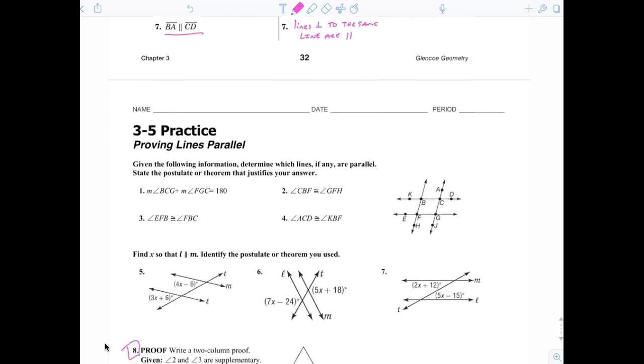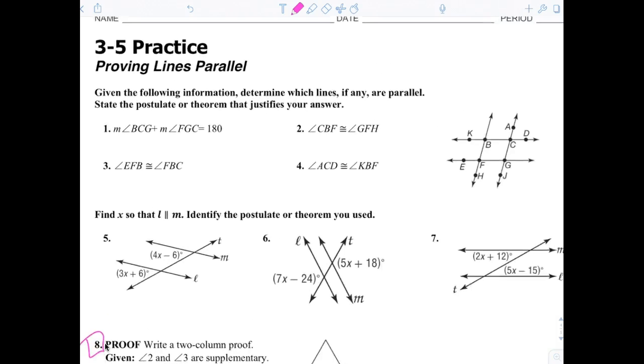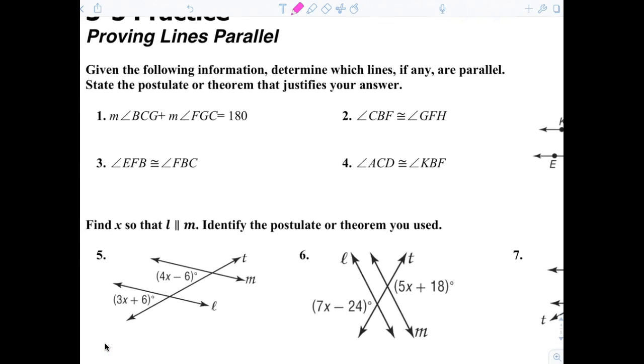Say it again. Number 1 on the 3 practice. Would that be the supplement here? Yes. I don't even have to look at it, right? Because the two angles add up to 180. So the only theorem that says that they're supplementary is the consecutive interior. You okay on that? So again, guys, I think that's good today.